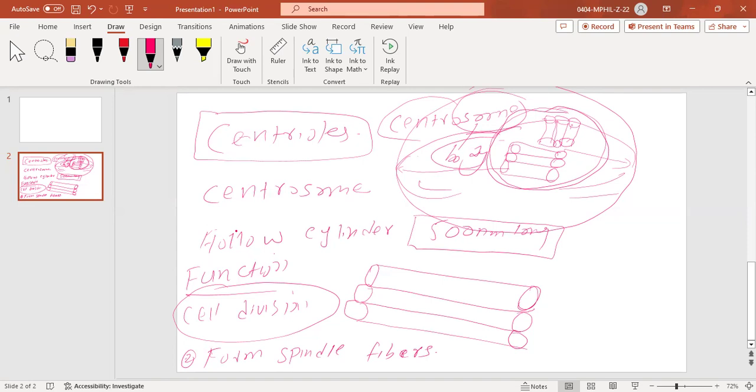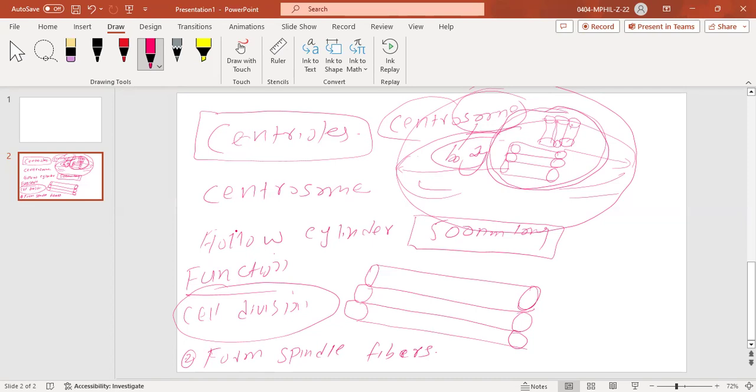All right. So what type of question they ask you from here? It's related to function. Anyway, so the next point is that, right? This was all about centriole. You must know what is centrosome, what is its structure, and how it functions. This is what centriole is.